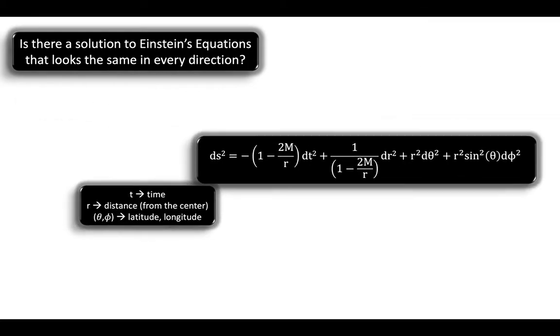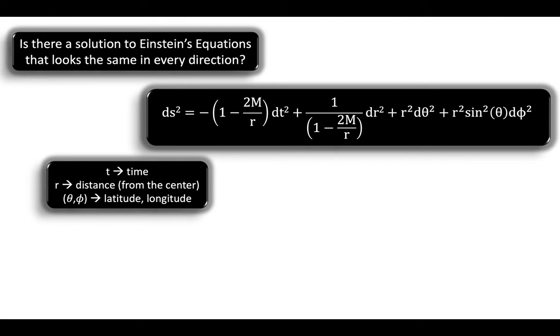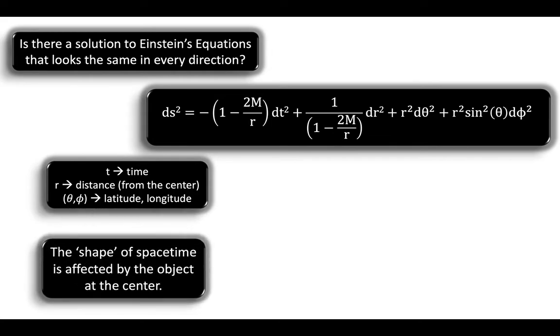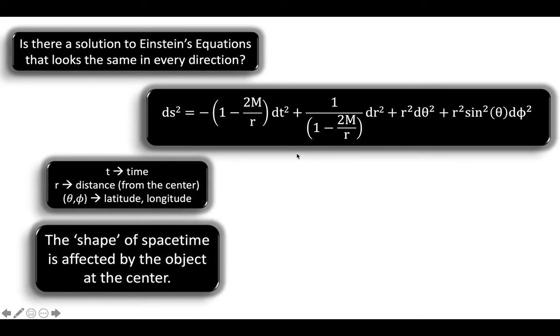So let's think about what we did here. We asked a very simple question. Is there a solution to Einstein's equations? Is there a universe? Is there a space-time that looks the same in every direction? And one answer we had is, let's place a particle in the universe and let's see what the universe looks like when you're looking out away from that particle. Now, we realize that the shape of space-time is affected by the properties of that particle. If we have a big mass or a small mass, that will matter.